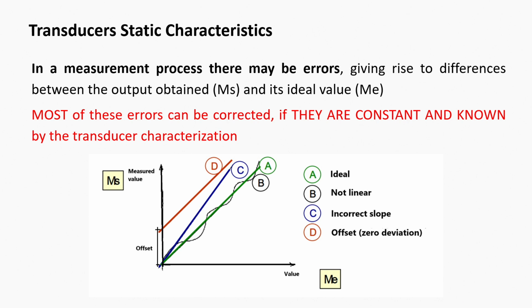Furthermore, we also can see situations like D, where we can find an offset that has also to be corrected through calibration, because we get a value different to 0 when measuring an input physical value of 0.